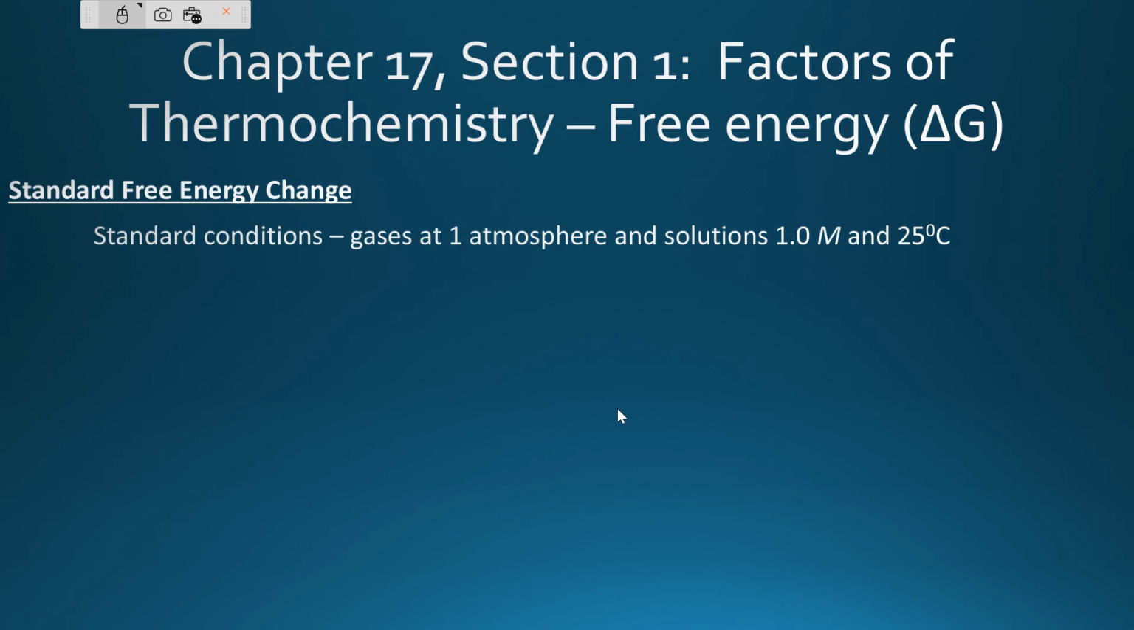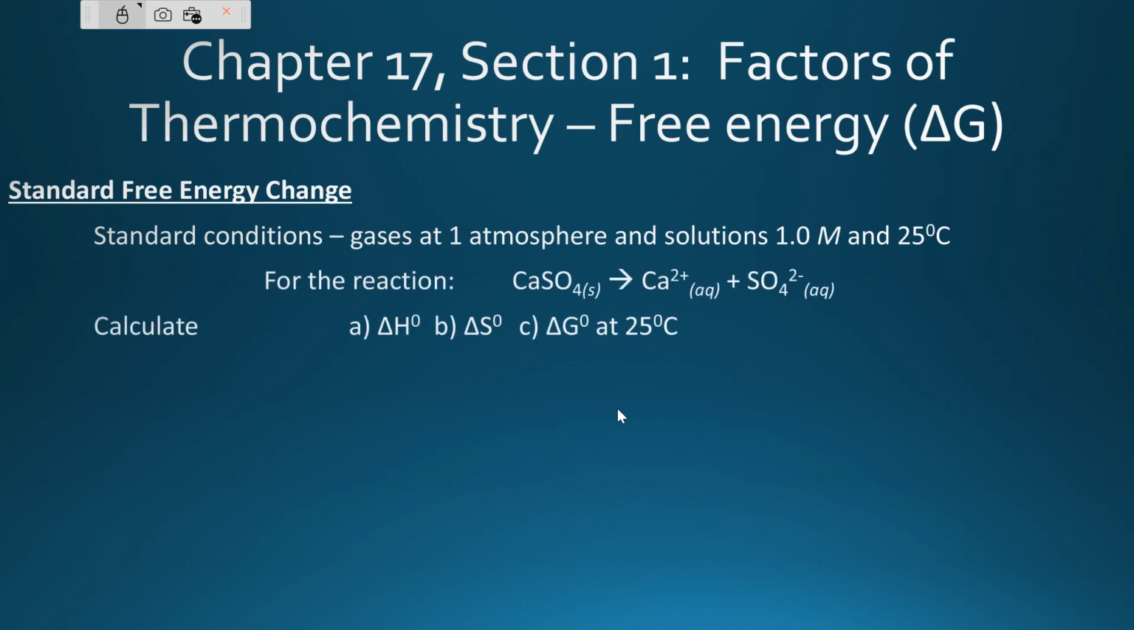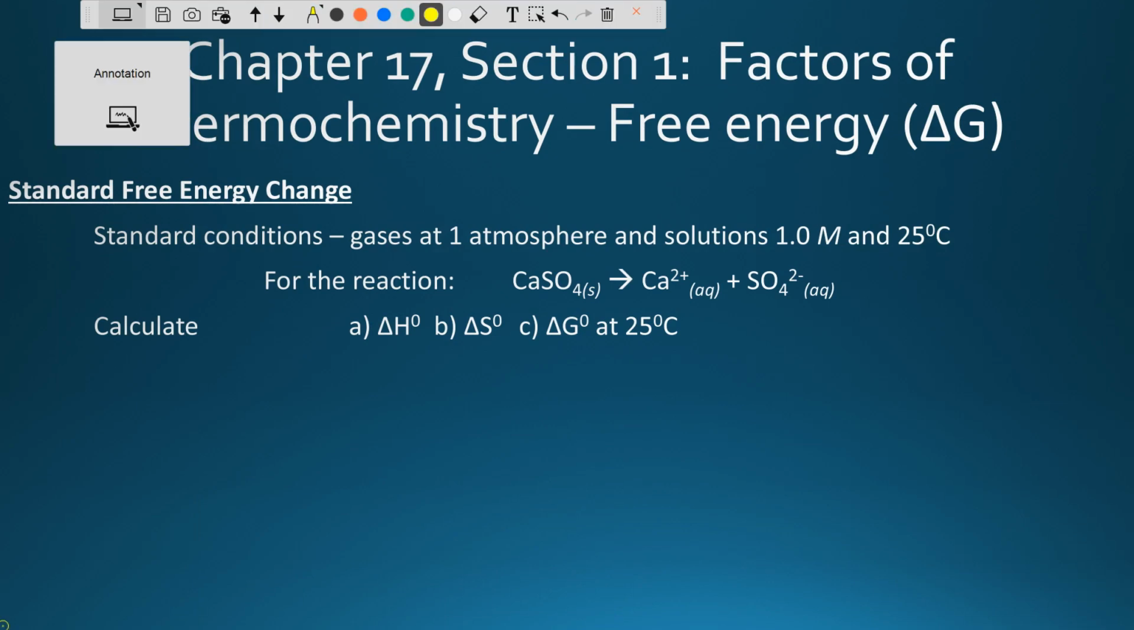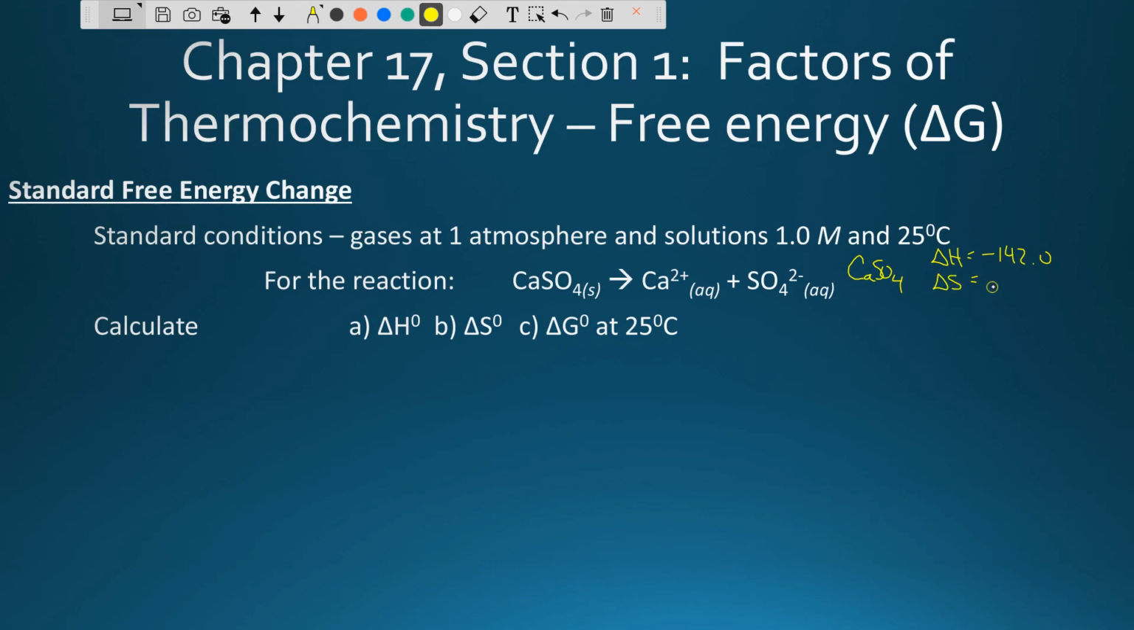So let's take a look. If we're at the standard free energy change, first of all, 1 molar, 25 degrees Celsius and 1 atmosphere, let's take a look at this reaction, and we're going to calculate my delta H, my delta S, and the delta G. It looks like a big daunting thing, but it's really not, guys. Just keep track of these as we go. I'm going to look up some values, and it's more about being a good record keeper. For my calcium sulfate, my delta H value is negative 142.0. My delta S value is 106, and they even give me a delta G value of negative 104.0.